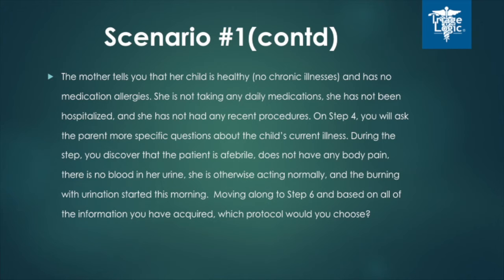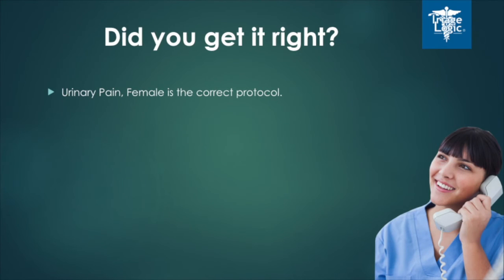During this step, you discover that the patient is afebrile, does not have any back, flank, or abdominal pain, there is no blood in the urine, and the child is otherwise acting normally. She is eating and drinking and playing within normal limits, and the burning with urination started this morning. Moving along to step 6, based on all this information you have now, which protocol would you choose? If you said urinary pain, female, that's correct.